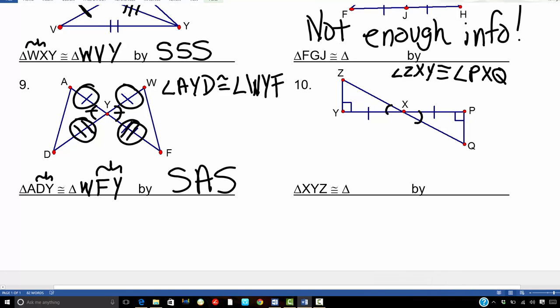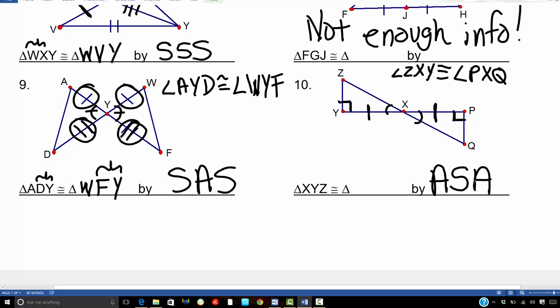So our vertical angles are congruent. So we have 2 angles. Since they both have a 90-degree angle, we know those angles are congruent. We have 2 angles and we have a side. The side is in between the given angles. It's the included side between those 2 angles. So that means these triangles are congruent by angle, side, angle.